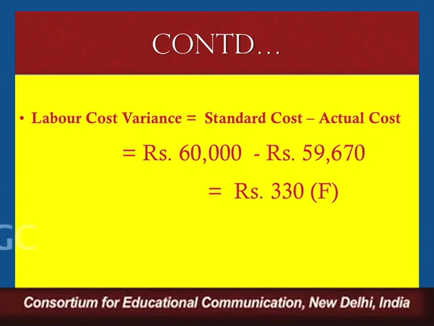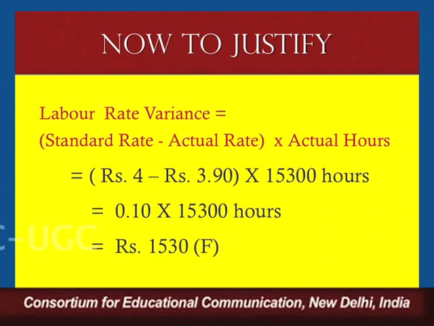Once the standard cost and actual cost are calculated, we can very easily calculate labor cost variance. The formula is standard cost minus actual cost. Standard cost is 60,000, actual cost is 59,670. So actual cost is less than standard cost. That is why we would say that the situation is favorable for us. We would say 330 rupees favorable. Now this 330 rupees favorable needs to be justified with the computation of labor rate variance.